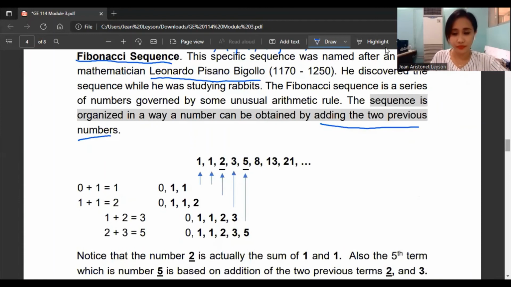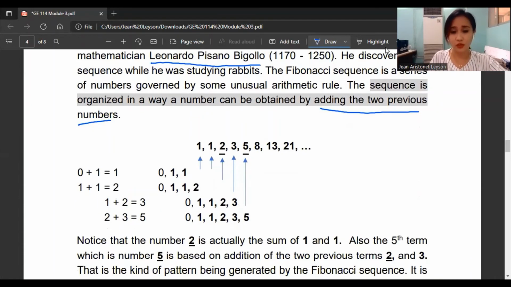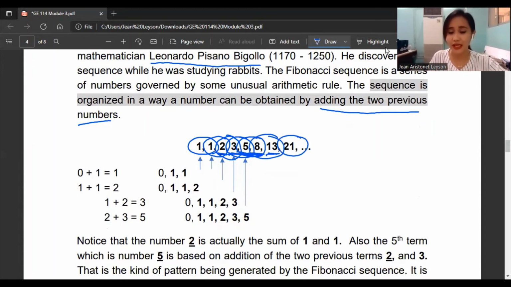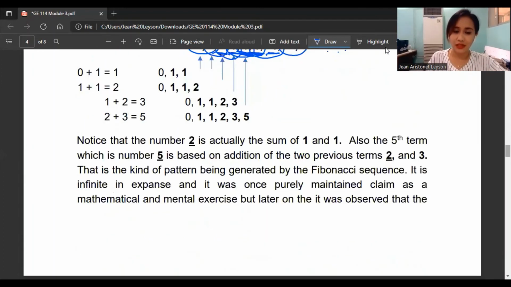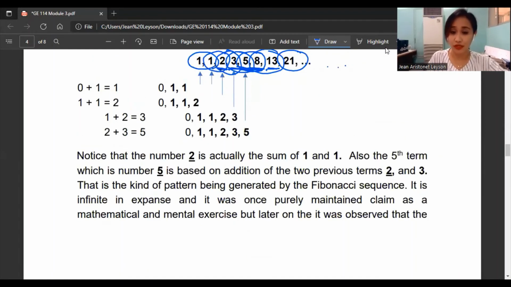So this is the Fibonacci sequence: 1, 1, 2, 3, 5, 8, 13, 21, and so on. Adding the first two numbers, 1 and 1, will give us 2. Adding 1 and 2 gives us 3. Adding 2 and 3 gives us 5. Adding 3 and 5 is 8. 5 plus 8 is 13. 13 plus 8 is 21. And so on. That's how the Fibonacci sequence works. Simply add the first two numbers in order to get the next number. Notice that the number 2 is actually the sum of 1 and 1.